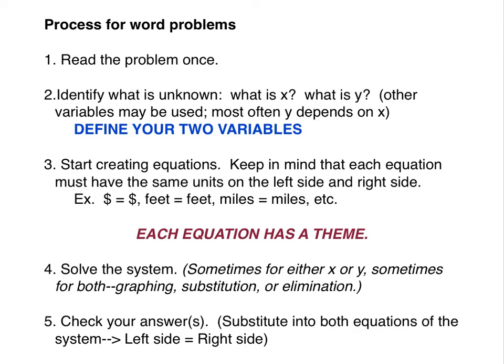In step 3, you're actually creating the two equations that will make your system. Keep in mind when you're putting together information in your problem to make your equation that usually your left side and right side of the equations will have the same types of units. So dollars on the left will mean you've got dollars on the right. If the numbers involve some type of measurement, you can have feet on the left, feet on the right. So that's a guide as to what pieces of information in the problem will go together in the same equation.